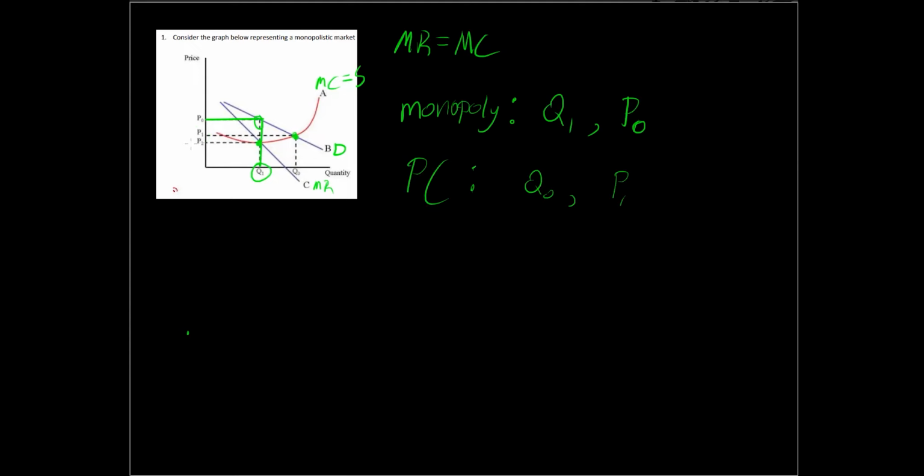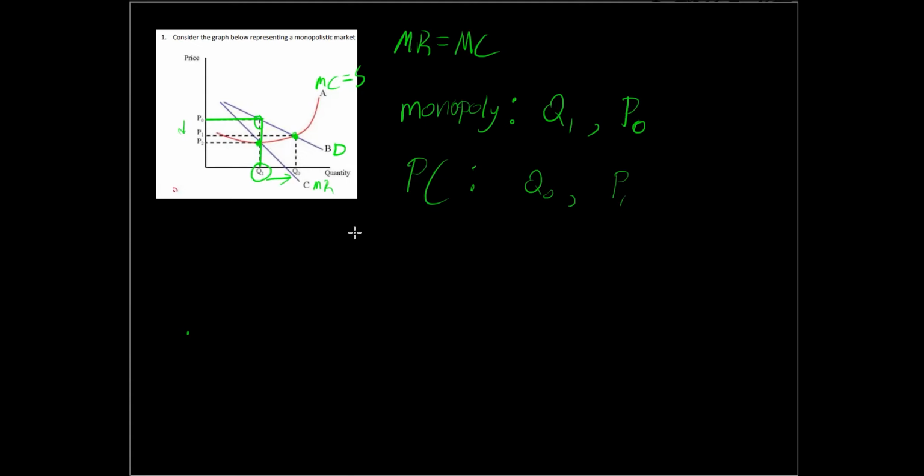So if we imagine moving from the monopoly outcome to the perfectly competitive outcome, we end up with a lower price, moving from P0 to P1, and a higher quantity, moving from Q1 to Q0. So that's the idea on this problem. You might see this problem with numbers attached rather than P0, P1, P2, but it's the same principle. Any questions on that?